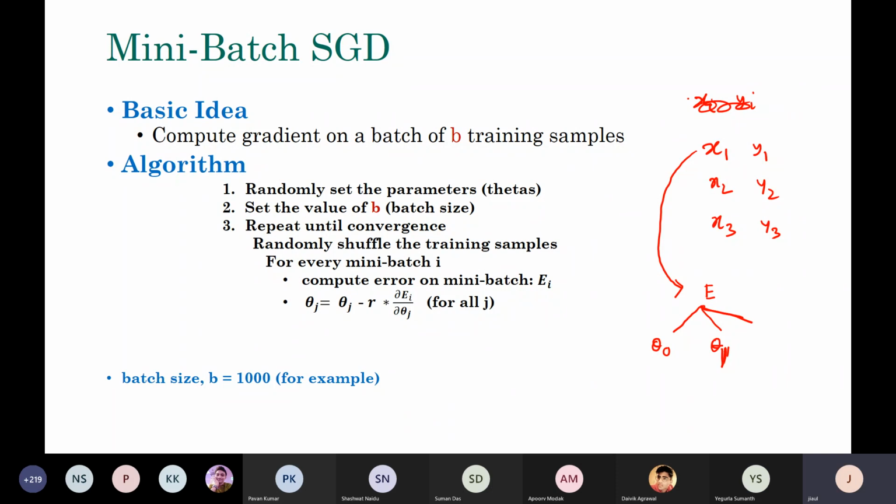In mini batch, you have batches, samples in groups: group 1, group 2, group 3. The error function is defined on a particular group that you are considering. So if there are 4 samples in your data, x1, x2, x3, x4, and the batch size is 2, first you compute the error based on x1, x2. Then you update all the parameters. Next you compute the error function based on x3, x4. Then you update the parameters, and so on. Any doubt? No, sir.